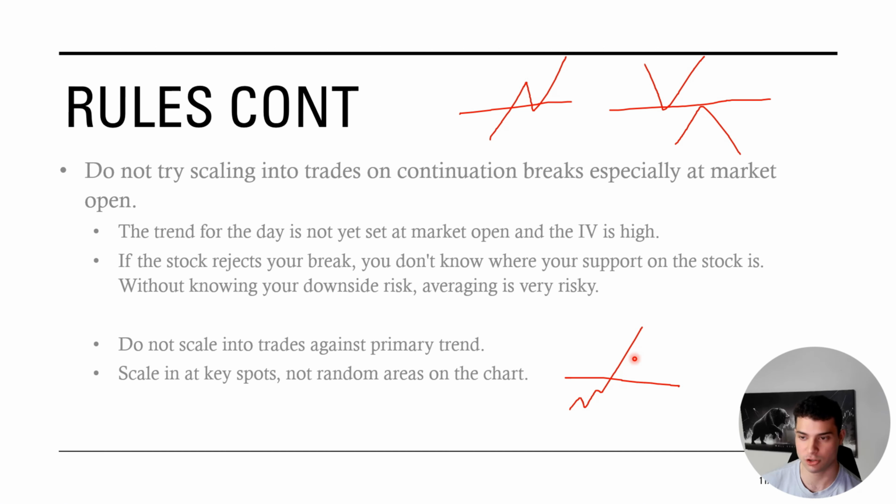and put my stop loss below that level or below the candle that broke that level for a continuation break. I'll always put my stop loss at a key level of a candle on the continuation break, just because I can't scale into that trade because the trend for the day is not yet set. IV is very high. It's very volatile. I don't know where my support is on that continuation break. I don't know where it is.